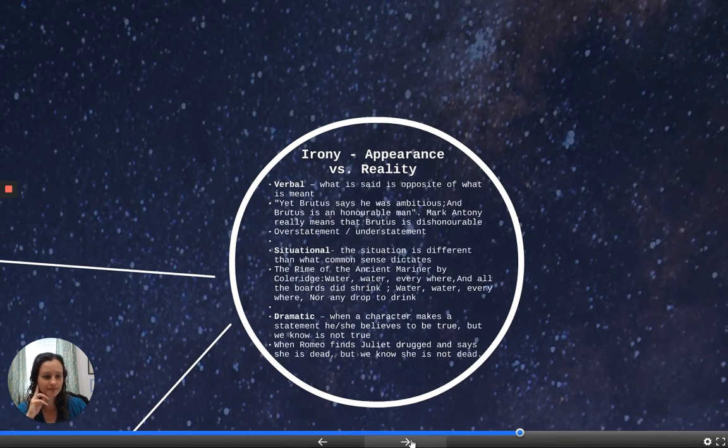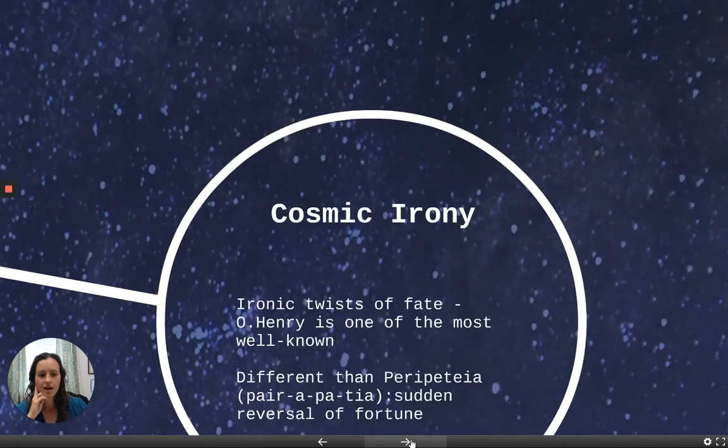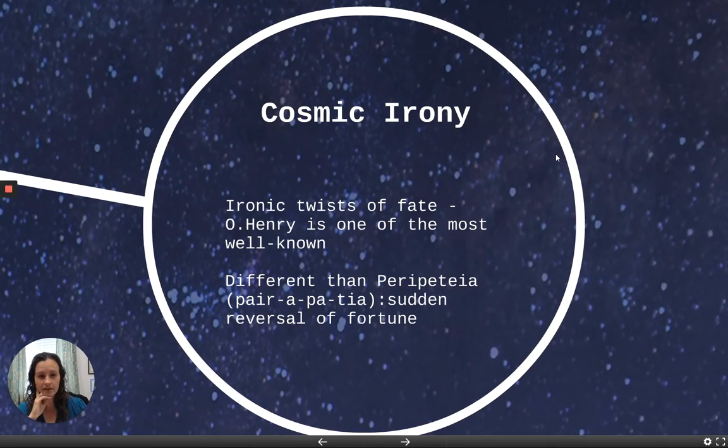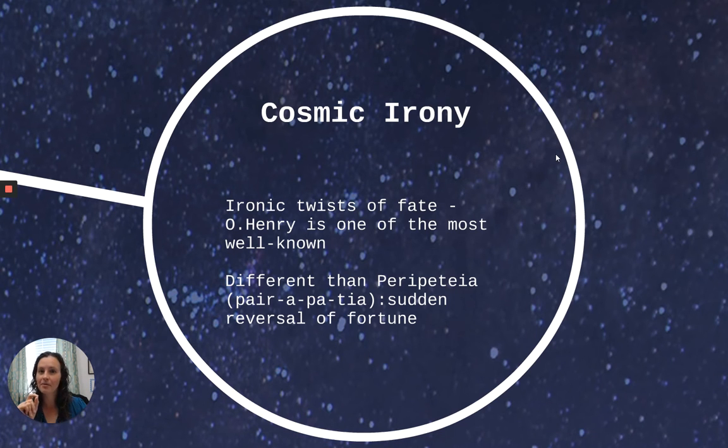All right, so last one I want to talk about is cosmic irony. And so this is an ironic twist of fate. So this is when fate intervenes and what we all believe should happen is not what happens. So it's typically cosmic irony you see because of the twist ending. Okay, O. Henry is one of the most famous writers who does cosmic irony, and we're going to read some O. Henry this week.